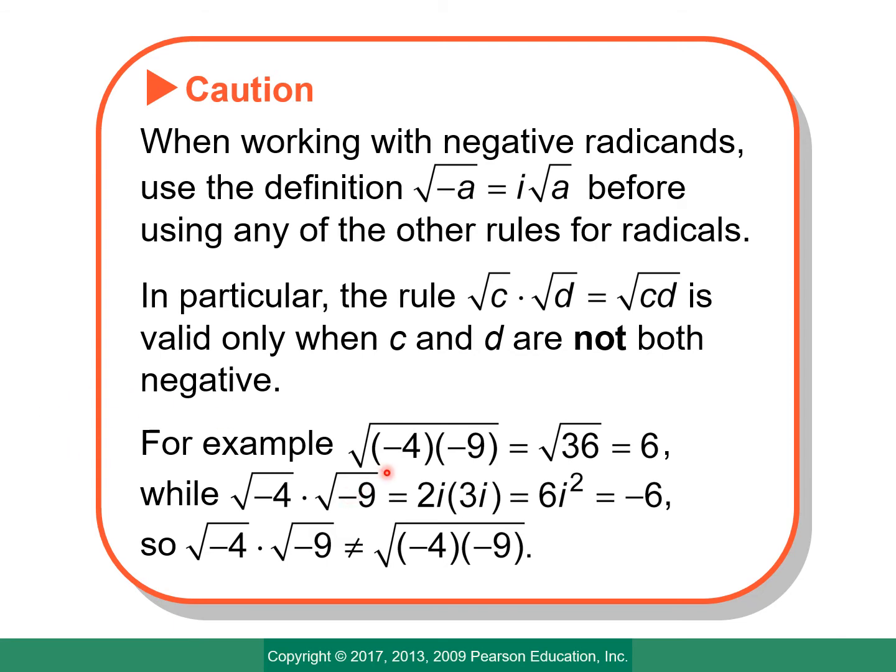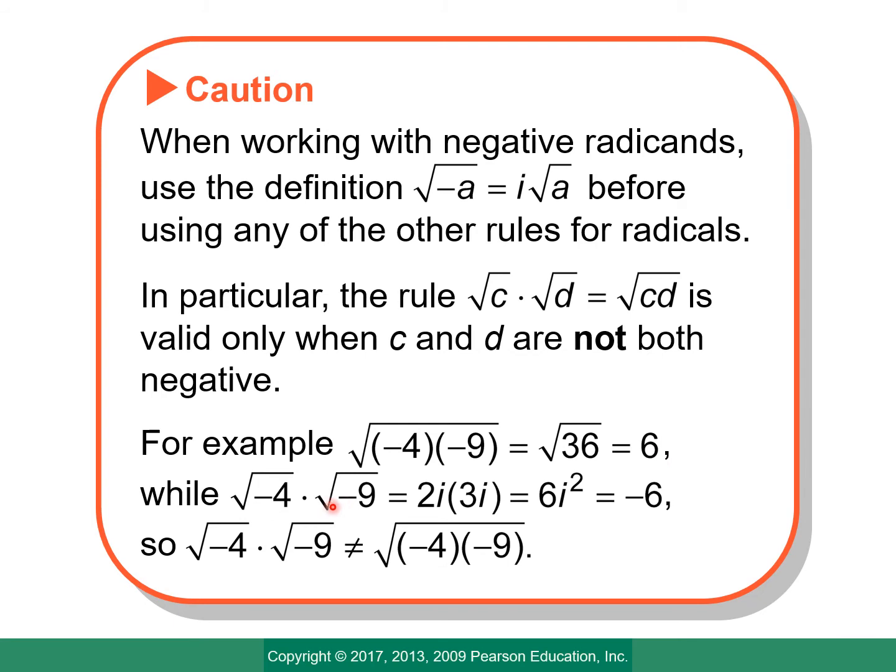If you look at what we start with, square root of negative 4 times negative 9. Inside the radical, notice these are both negative numbers, so if I multiply them, I get positive 36, all still inside the radical. Square root of 36, we know, is 6. Okay, let's go the other way now.